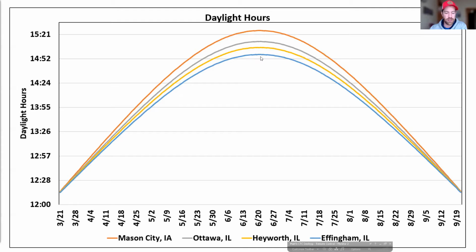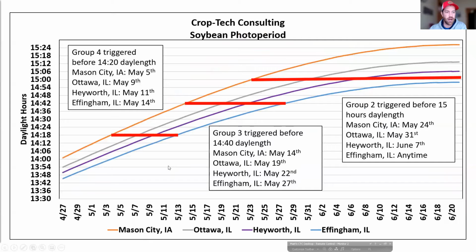So as we look at these four different locations from Effingham up to Mason City, Iowa, we can see that as we go from the spring solstice, where the daylight and night length hours are equal, all the way to the summer solstice, where we've got the longest days and the shortest nights, these four areas start to separate. And that's what drives the different maturity groups and how different maturity groups are developed for those different environments.